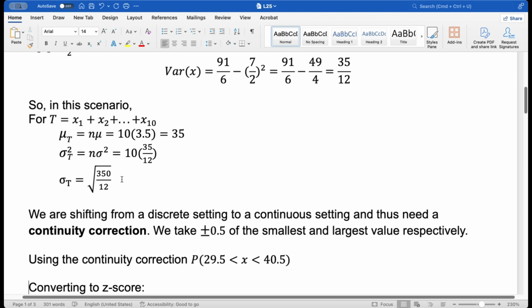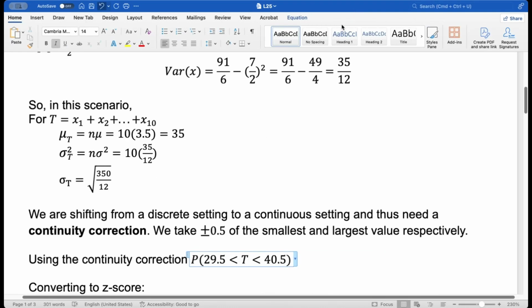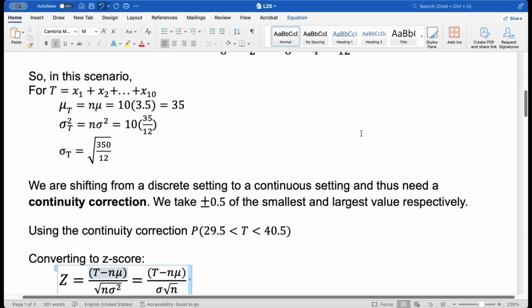And then we have to convert each of those to z-scores. We're looking for the total to be between 29.5 and 40.5. All right, so we have to convert these over to z-scores.